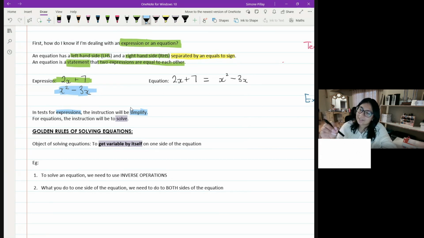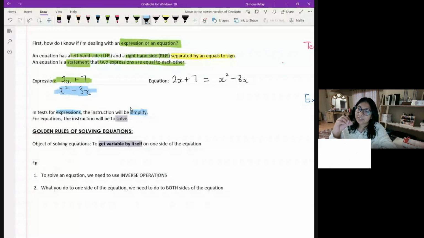But in a test, they don't tell you whether it's an equation or an expression. They just give you an instruction: solve, simplify. And I used to be confused. What is it? What rules do I apply? When your instruction is solve, that is an equation. You apply equation rules. When your instruction is simplify, that is an expression. You apply expression rules. So that's just some background knowledge on expressions and equations.